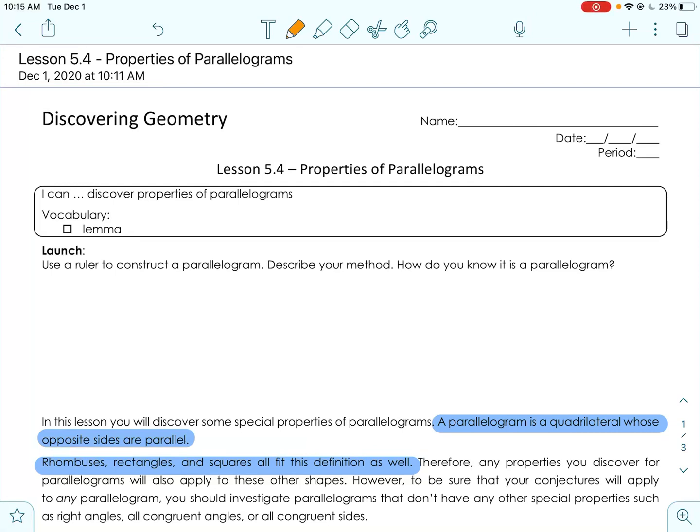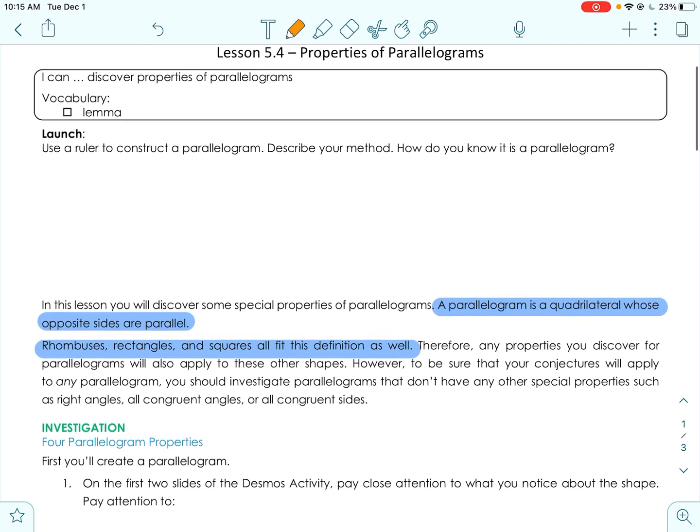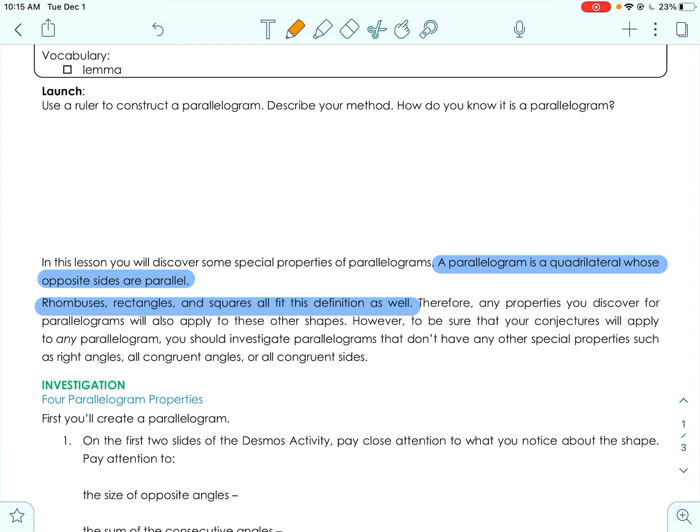In this video, we're going to take a look at some properties of parallelograms, similar to what we did in the previous video when we looked at kites and trapezoids. So we are not going to complete the warm-up right now. To begin, remember a parallelogram is a quadrilateral whose opposite sides are parallel. Some special types of shapes that fall into this category are rhombuses, rectangles, and squares. So anything that we figure out in this video also applies to those three shapes as well.